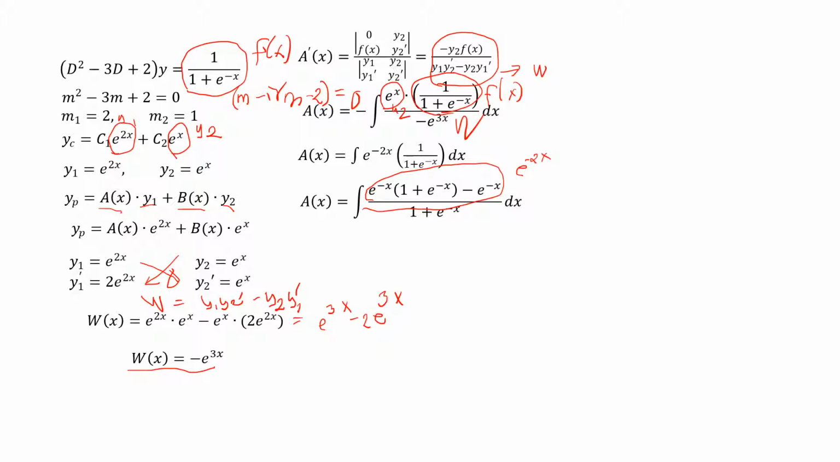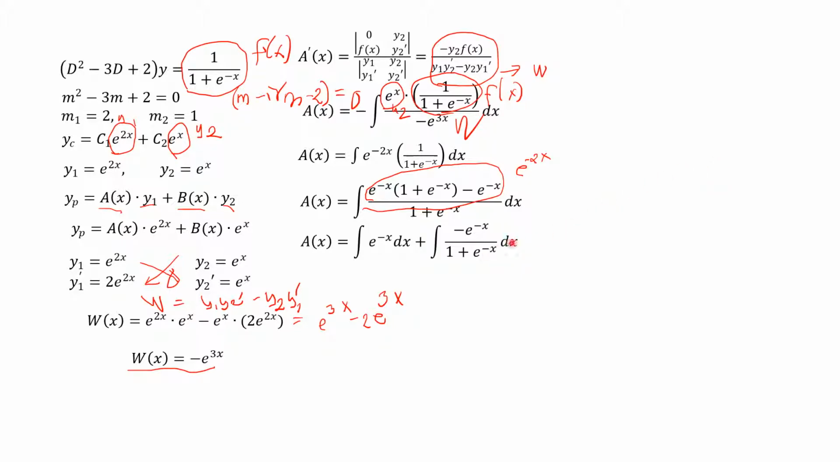So you can divide this, and this will cancel out. You'll see this is the same as just the integral of e to the negative x minus the integral of e to the negative x over 1 plus e to the minus x. Now this is easy. This is just negative e to the negative x.